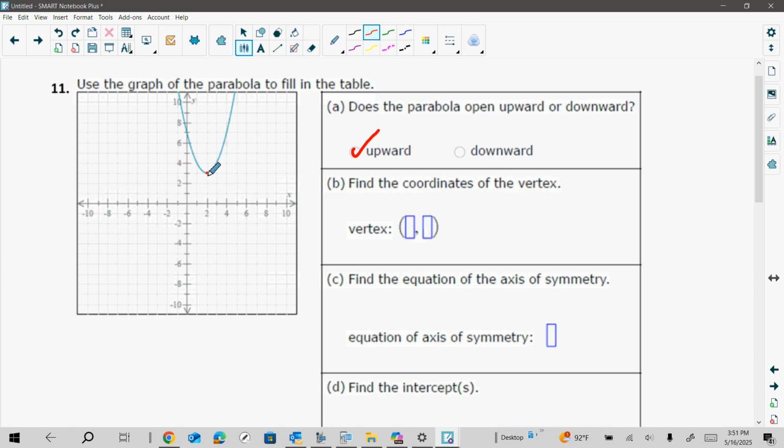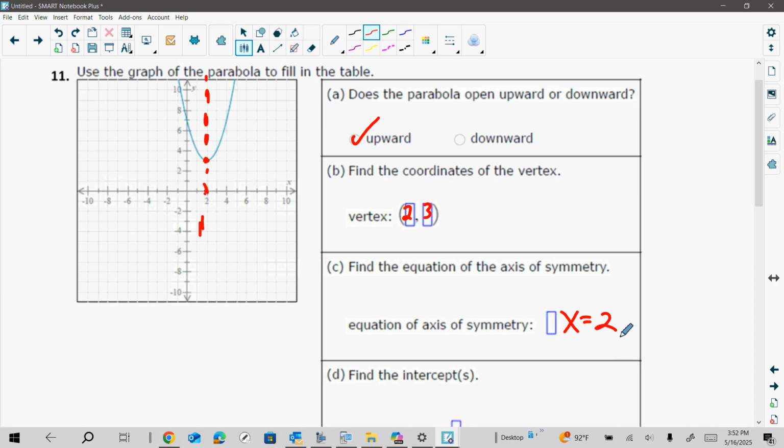Find the coordinates of the vertex. Remember that the vertex is that point, the lowest or highest point, that minimum or maximum. This is the lowest point here, that turning point, where the axis of symmetry cuts the parabola in half. So that point is at 2, comma 3. Find the equation of the axis of symmetry. I know it's going to be x equals 2. Then they want you to find the y-intercept.